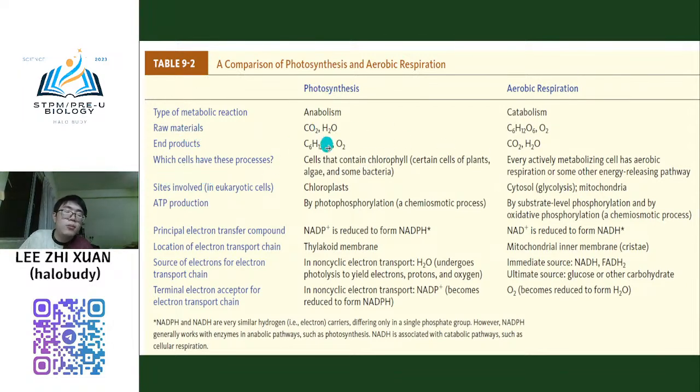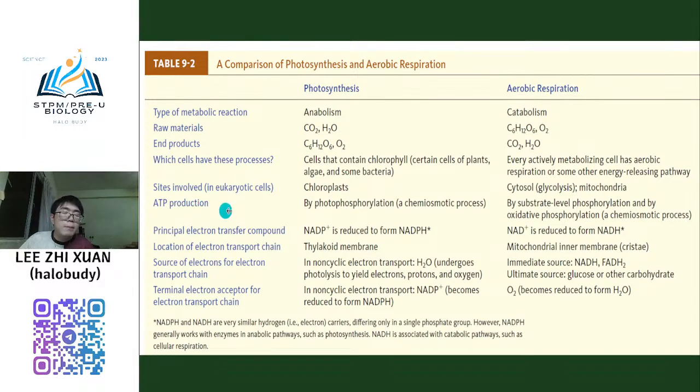And then for the cell, normally photosynthesis only occurs in the chloroplast. But aerobic respiration occurs in every cell that undergoes it. Not only animals, plants also have it, because plants also have mitochondria, right? Not only animals and plants, some bacteria also. So any organism that can metabolize aerobic respiration to release energy will have aerobic respiration. But for photosynthesis, only molecules that have chlorophyll can undergo photosynthesis. Without chlorophyll, it cannot undergo photosynthesis.